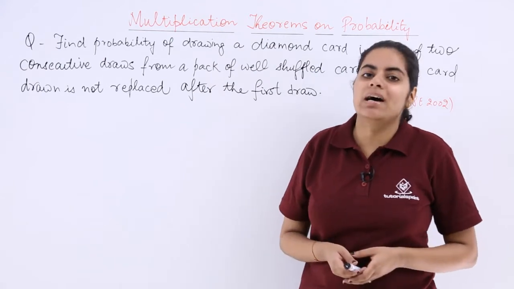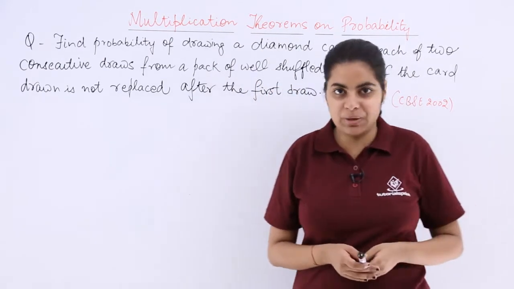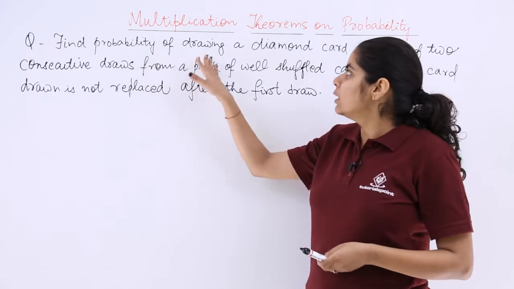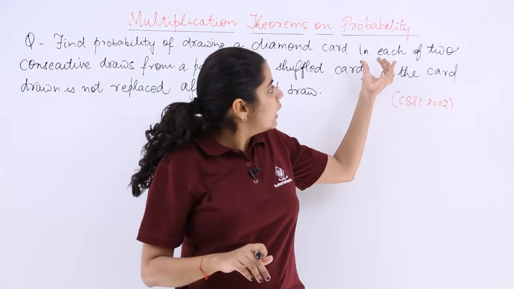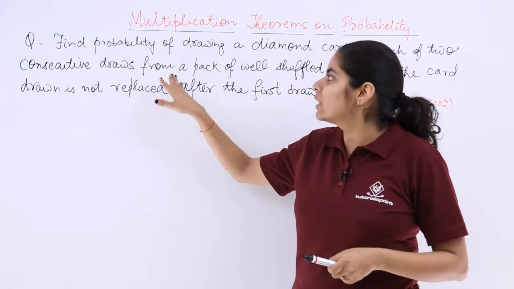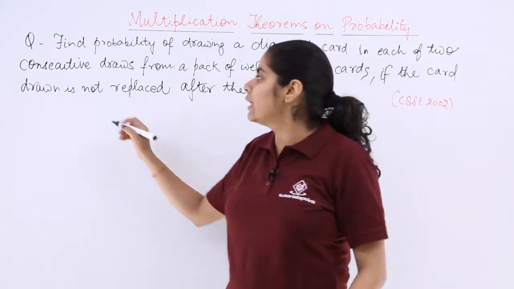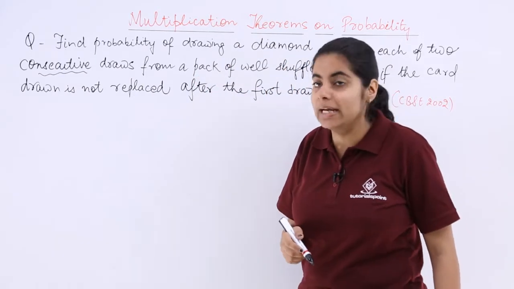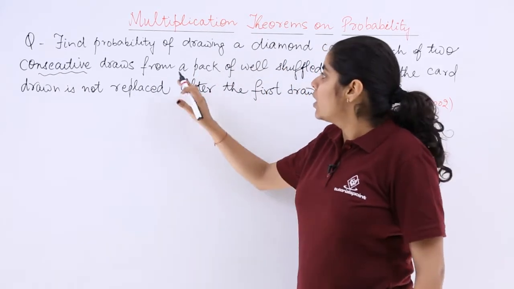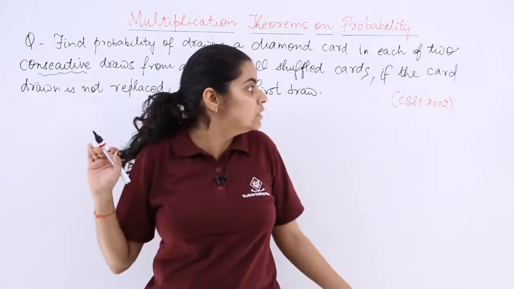Now this question was asked in the CBSE examination year 2002. It says find the probability of drawing a diamond card in each of the two consecutive draws. So simultaneous events, consecutive draws. This indicates that it is a question of multiplicative theorem on probability from a pack of well shuffled cards.